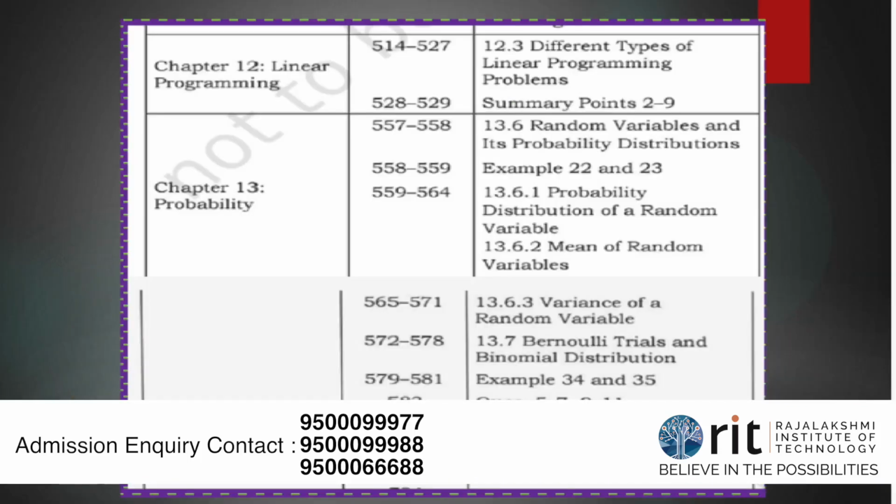Chapter number 12 is still debatable. We will discuss chapter number 12 later, so don't write. Chapter number 13, last: random variable and its probability distribution. Page number 557, 558. Example 22 and 23 you should not read. Only two examples, 22 and 23, you will not read.